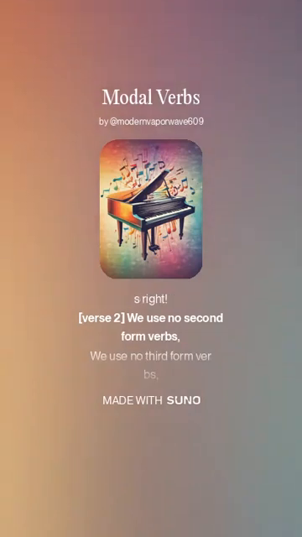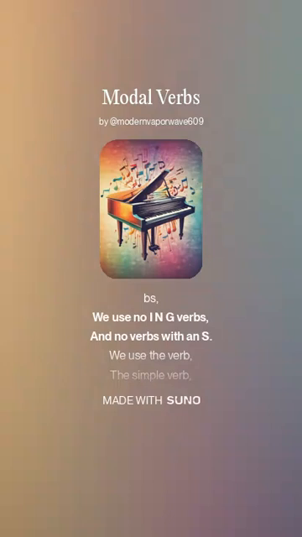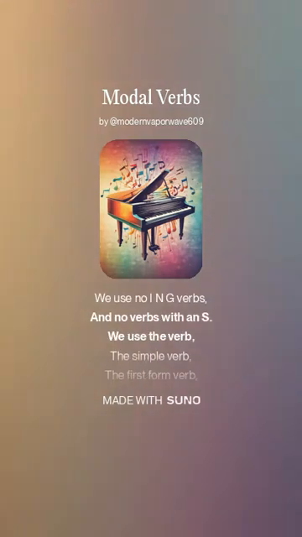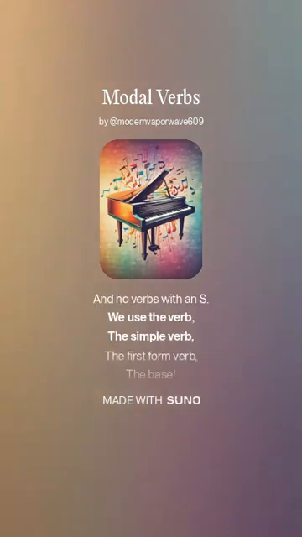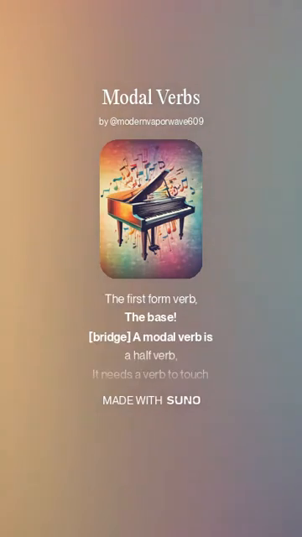We use no second form verbs. We use no third form verbs. We use no ing verbs and no verbs with an S. We use the verb, the simple verb, the first form verb, the base.